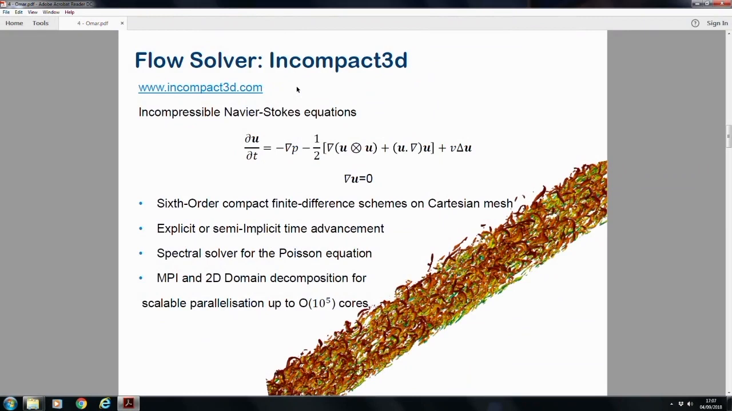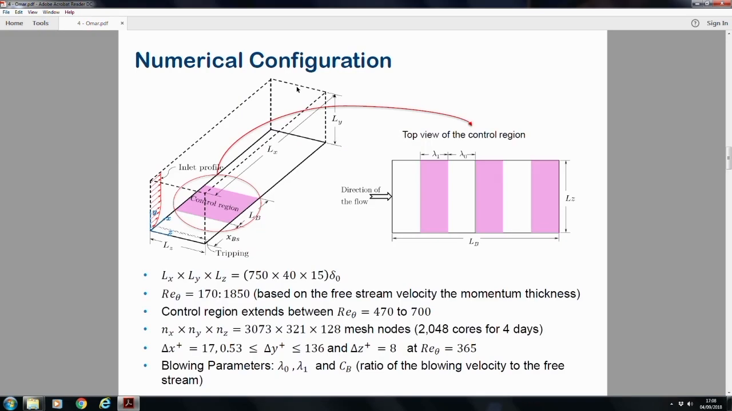For the numerical simulation, we're using Incompact3D. It solves the incompressible Navier-Stokes equations using a sixth-order compact finite difference scheme on a Cartesian mesh. For time advancement, we use a semi-implicit scheme. Also, the Poisson equation is solved using a spectral solver. And this code is very efficient, running on large machines up to 100,000 cores thanks to MPI and 2D decomposition of the domain.